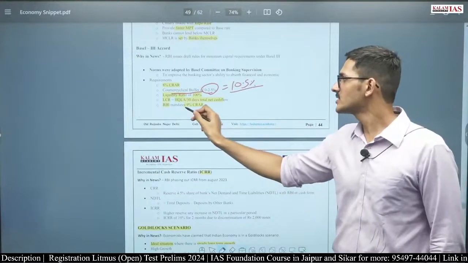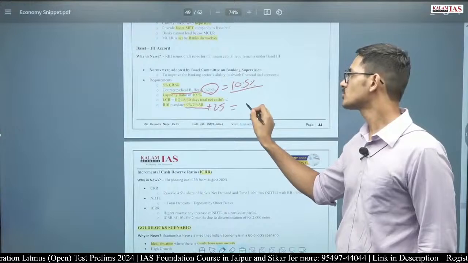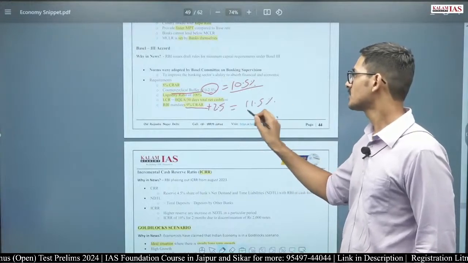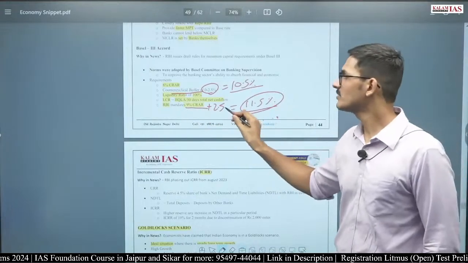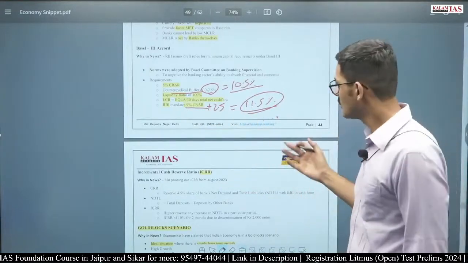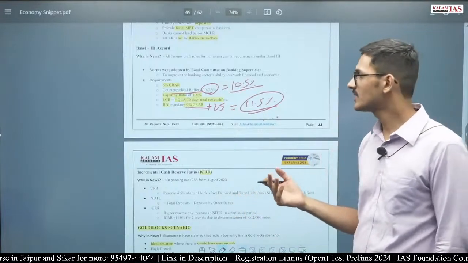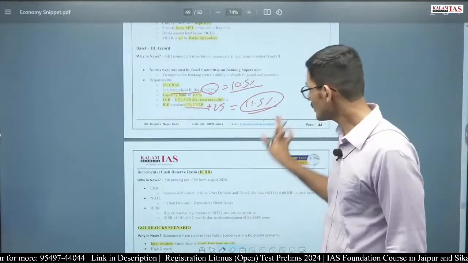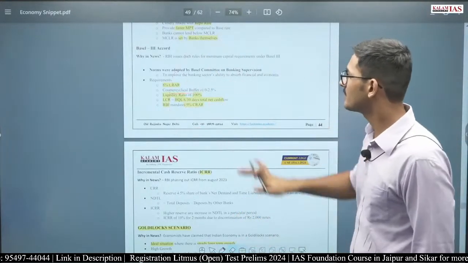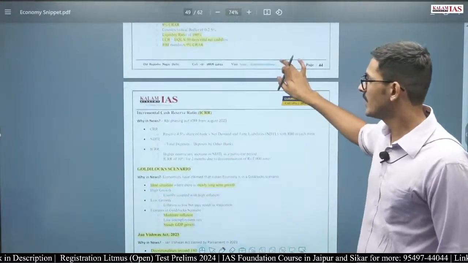But RBI mandates 9% capital to risk weighted asset ratio plus 2.5, equals 11.5%. 9% is capital to risk weighted asset ratio, and 2.5% is countercyclical buffer. So RBI has a 1% higher capital to risk weighted asset ratio compared with Basel III norms. Apart from that, a liquidity coverage ratio of 100% is also mandated.